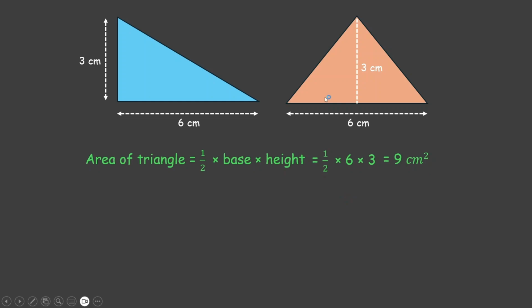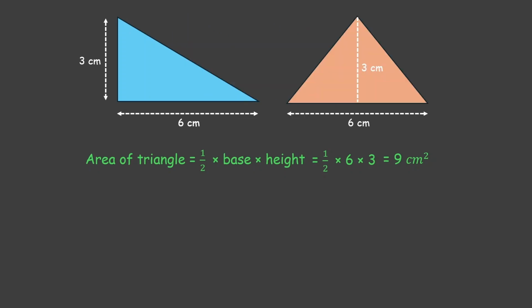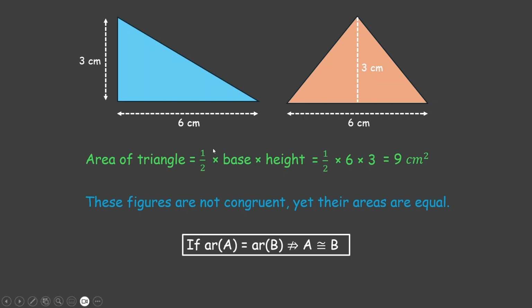But if we try to overlap figure 1 with figure 2, we see that these two figures are not congruent. They do not overlap. Yet their areas are equal. So we can say that if the areas of two figures are equal, this does not imply that they'll be congruent. So congruent figures have equal areas. But if two figures have equal areas, they need not always be congruent.